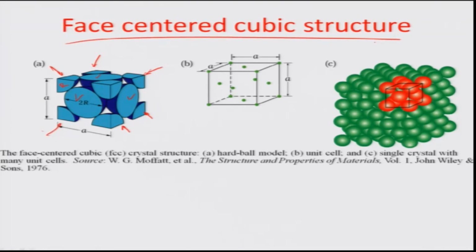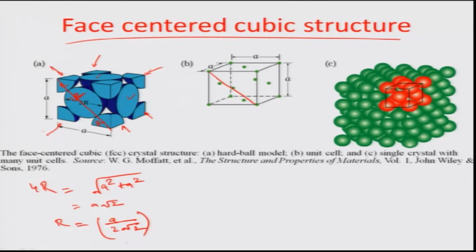So, as you can see, the diagonal length of one of the faces is composed of r plus 2r plus r, that is 4r, and this can be recorded as the face diagonal of a cube of size a, which is nothing but a root 2. And so the r can be correlated to the lattice constant a by dividing a by 2 root 2. That is how you can constitute the face centered cubic structure.